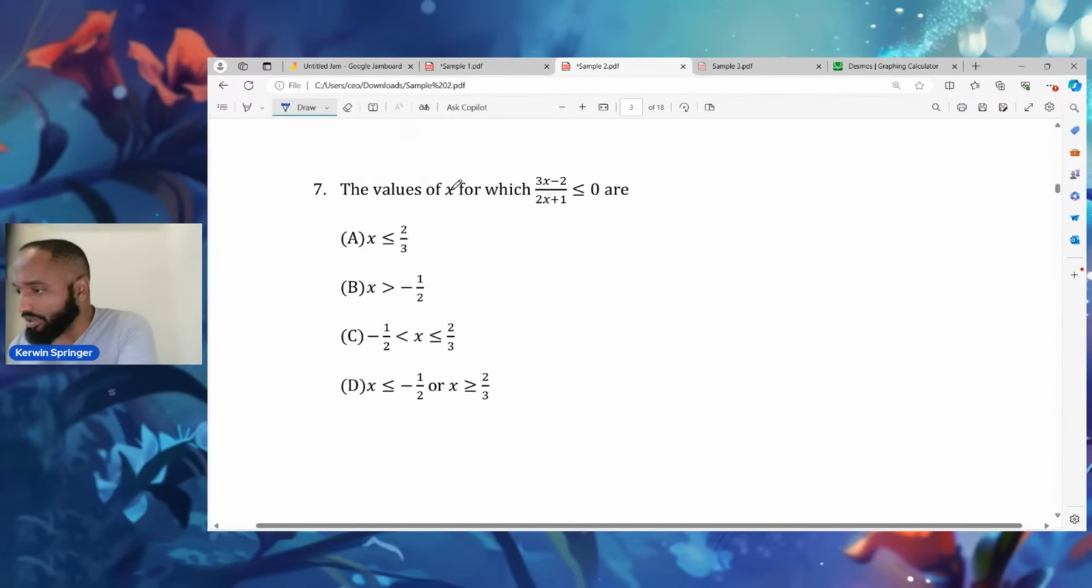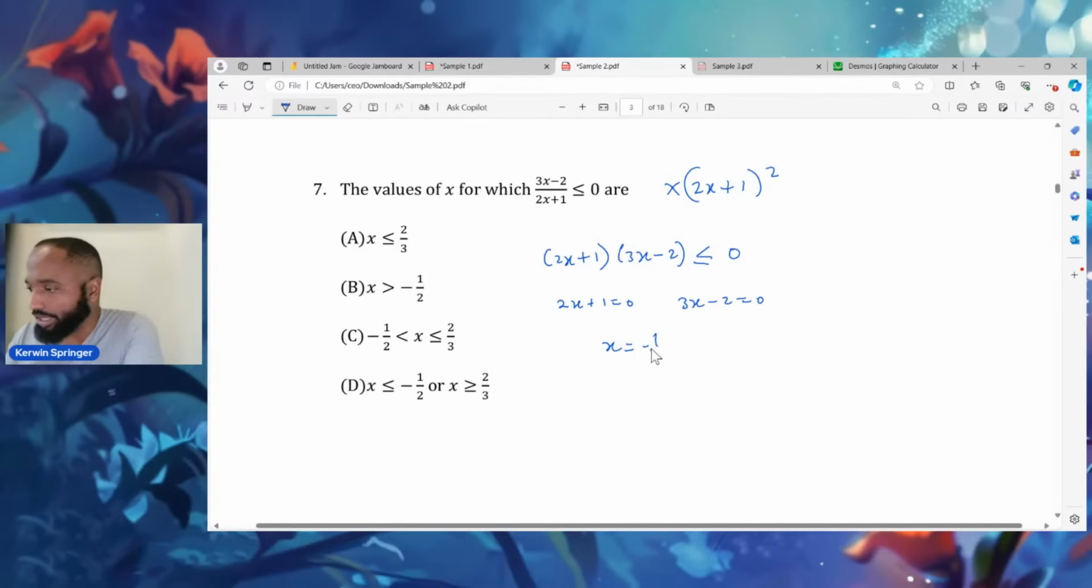The values of x for which 3x minus 2 over 2x plus 1 is less than or equal to 0. If I multiply the whole inequality by 2x plus 1 all squared, I will get (2x plus 1)(3x minus 2) is less than or equal to 0. You'll notice I pick up the pace, right? So either 2x plus 1 is equal to 0 at the root, or 3x minus 2 is equal to 0. So x is going to be equal to negative a half, or x is going to be equal to 2/3. So those are the two points of interest for us.